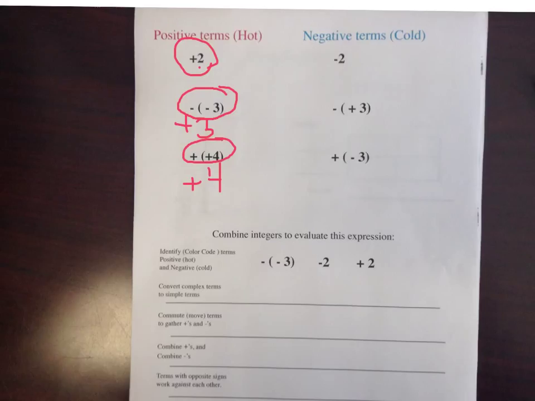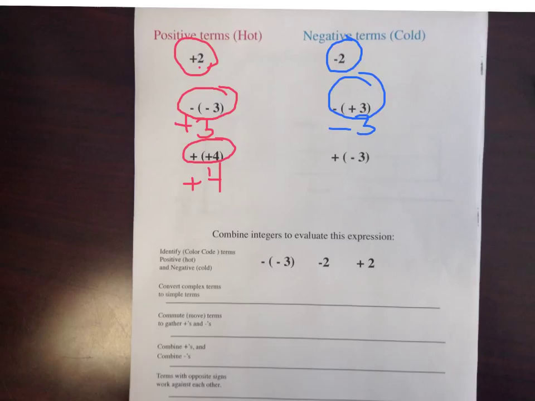Okay, negative terms. That's a straight up 2 cold things. Pretty simple. This is a complex term. I'm taking away 3 hot. Well, it would be like turning off 3 furnaces, making it colder by 3. That's a negative term, -3. When you take away hot, you make it colder.